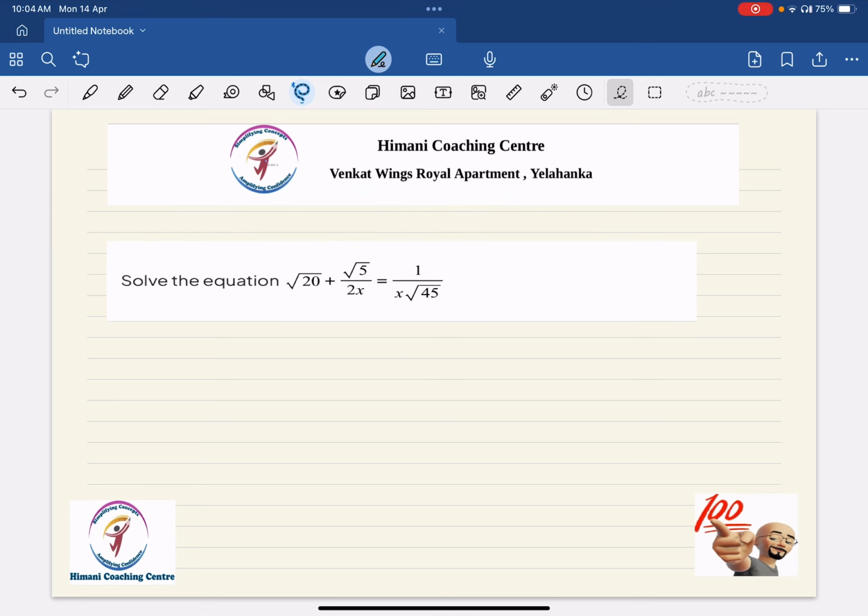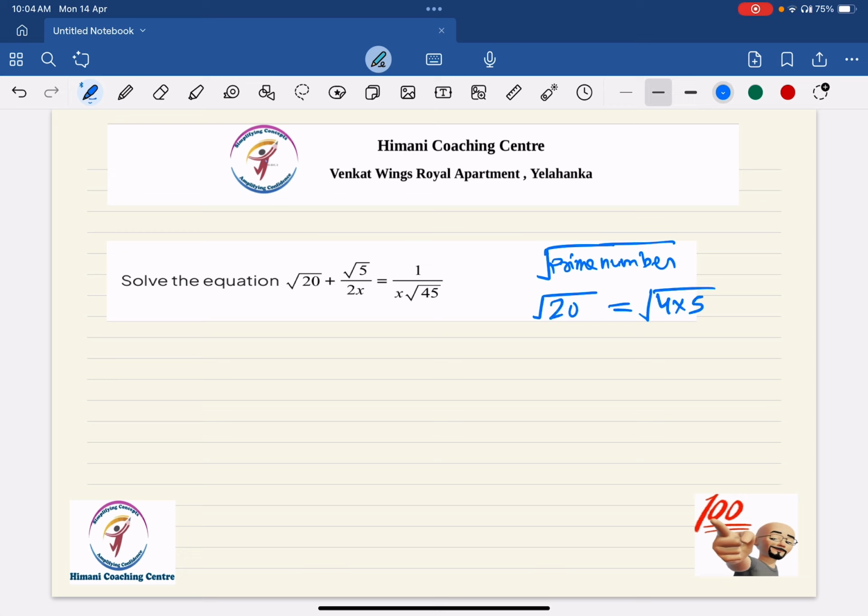So students, root 20 means what? See, we know surds are what? Surds are if we have square root of any prime number. That's called a surd or irrational number. Now root 20 is not prime, so we can write root 20 as 4 times 5. And we know that square root of 4 is 2, so it can be written as 2 root 5.